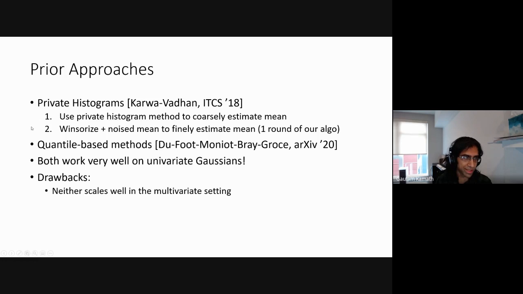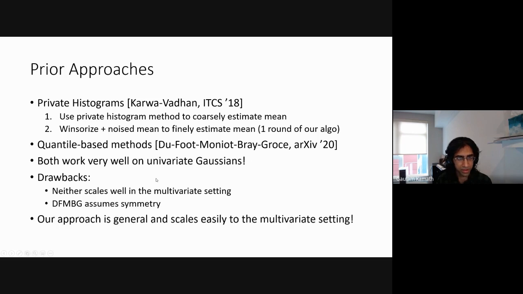The first one is not great for the multivariate setting because histograms, and I think this is an important conceptual point, aren't great at capturing multivariate settings. If you try to make a histogram in multiple dimensions, you'll hit the curse of dimensionality and pay exponential in dimension. So I think one nice contribution of our work is that it gives a simpler way to deal with multivariate settings. Also, this do-it-all paper assumes a type of symmetry assumption, which can be not great in a multivariate setting. But ours fairly simply scales to this multivariate setting.